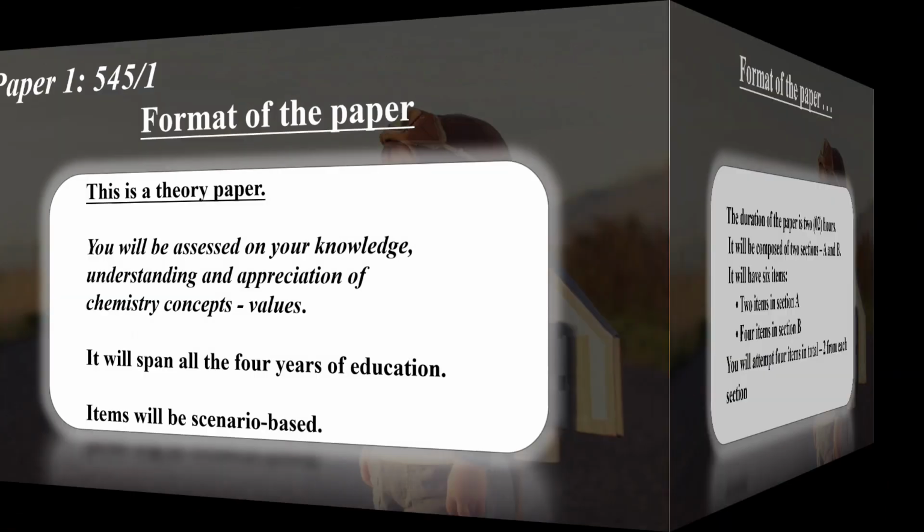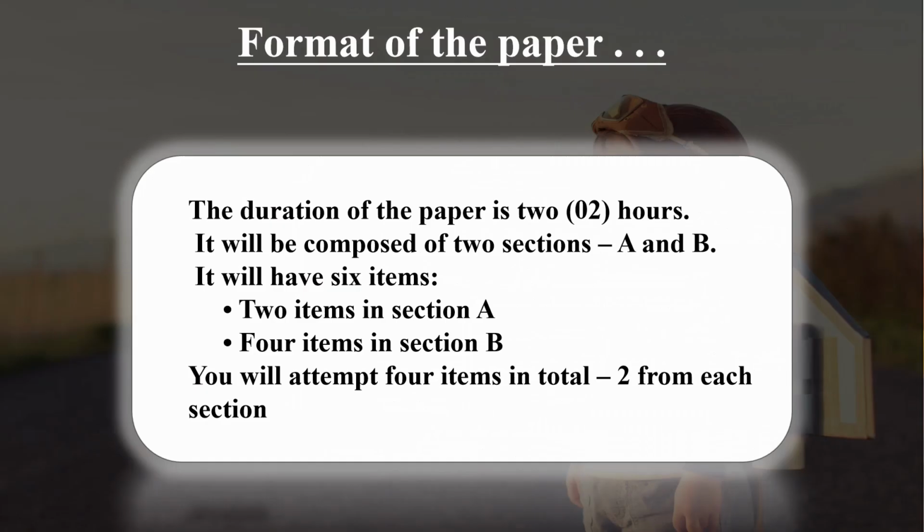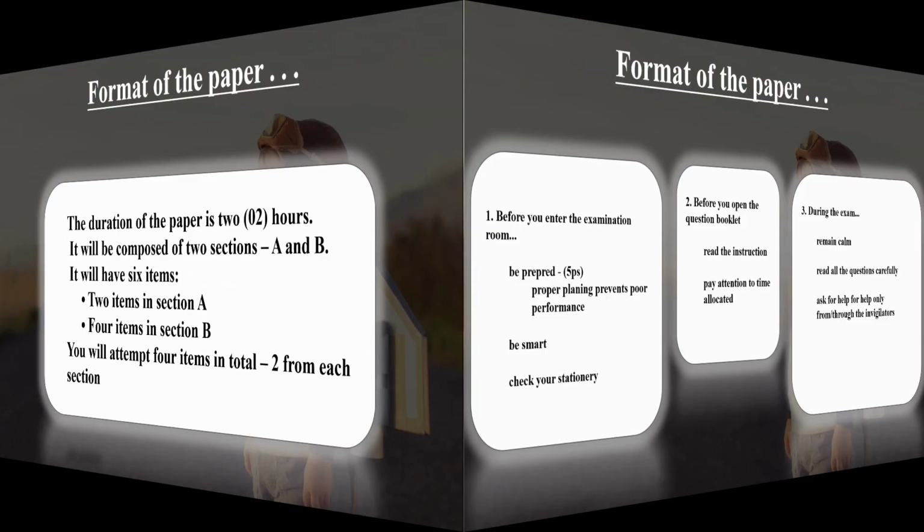So what are the important things that we need to know? You need to know that the duration of this paper will be an average of 2 hours. It will be composed of sections A and B. It will have 6 items, 2 items in section A and 4 items in section B. And you will only attempt 4 questions in total. It means you will attempt 2 questions from each section.